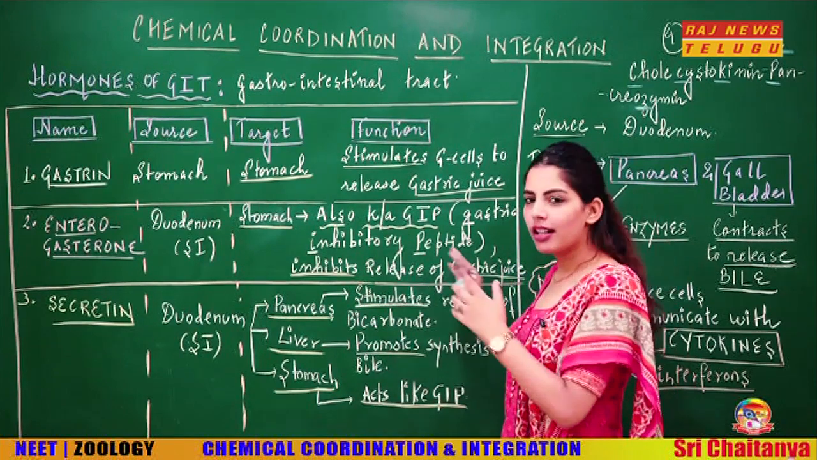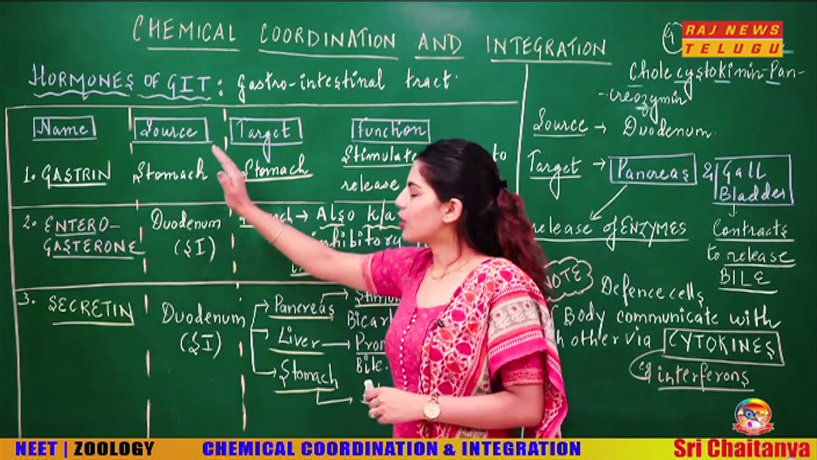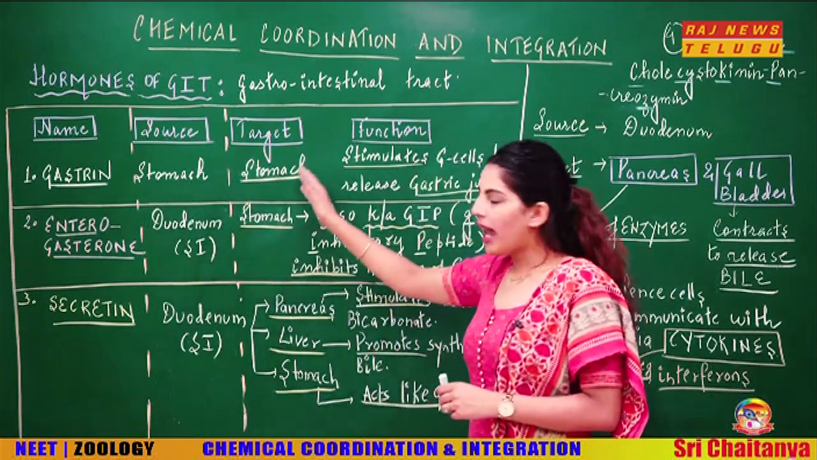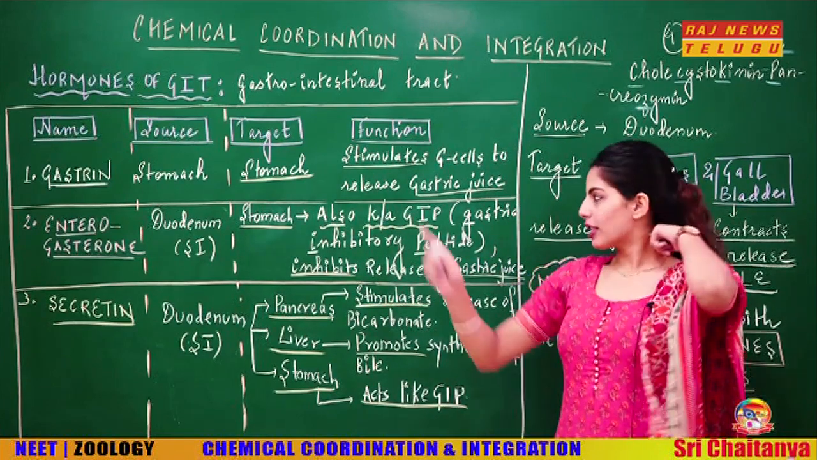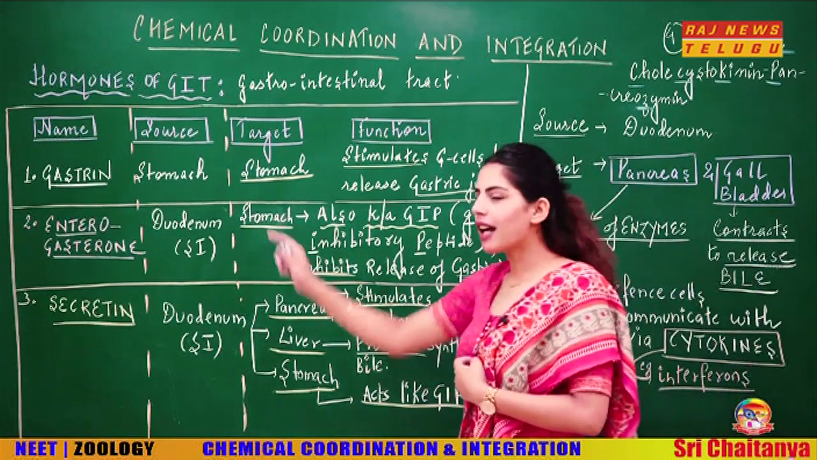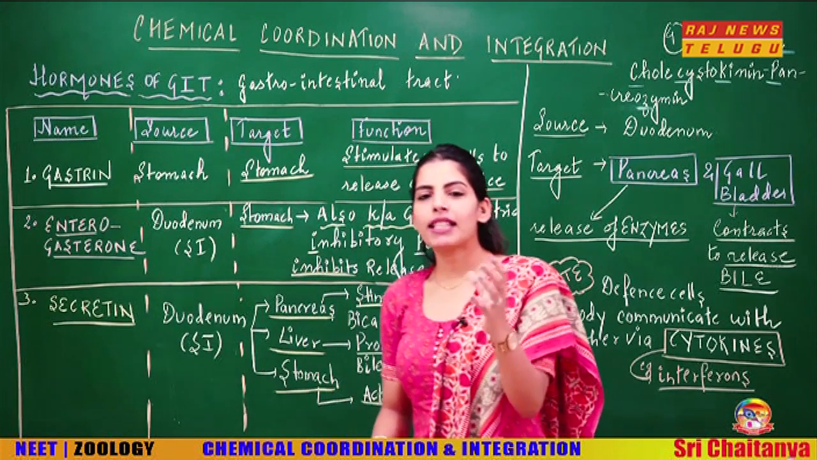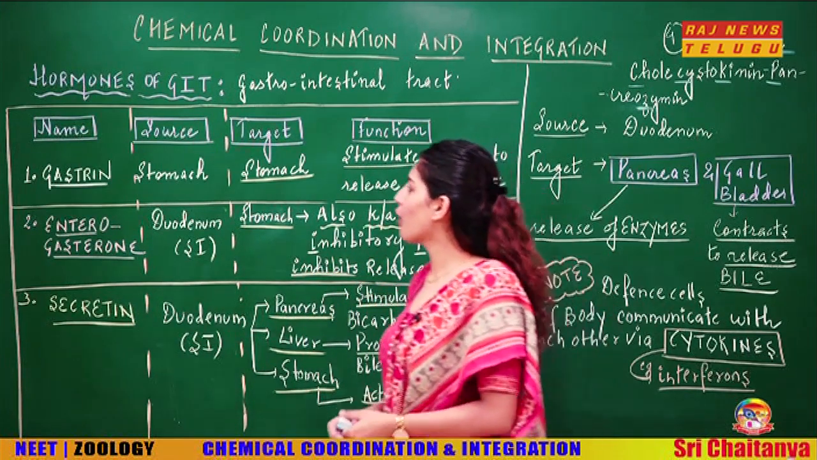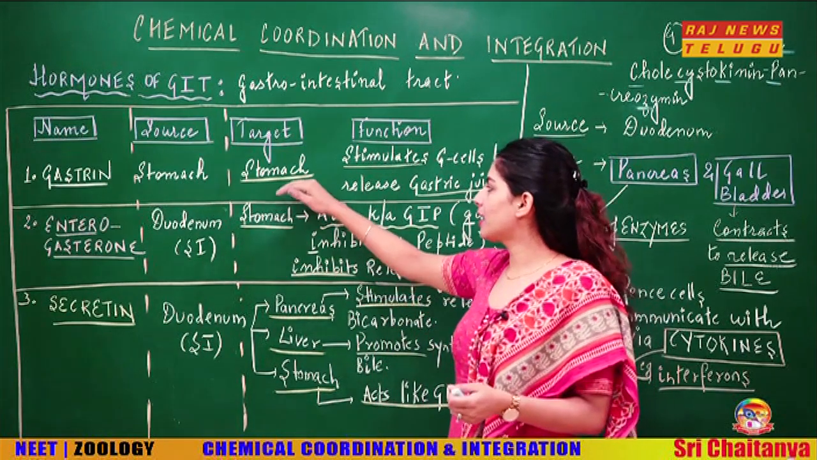So I have made a table where I have written the name of the hormone, the source of the hormone, where it acts, the target and the function. It is going to become quite easy for all of you to understand this way. Now, starting with the first hormone, that is gastrin. Students, the name itself is suggesting its source. The source, gastro, is stomach. Also very easy to remember, the target is stomach.